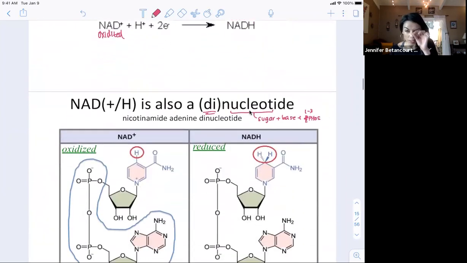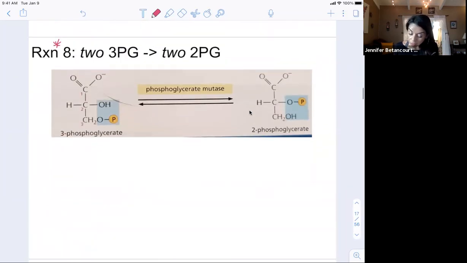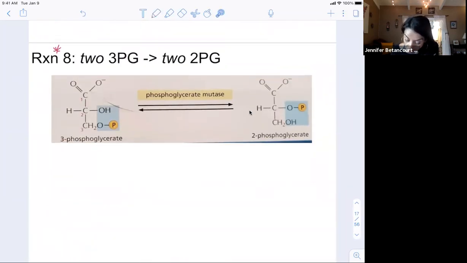And then reaction 8 uses a tiny bit of energy. So what happens in reaction 8? So let's look at this here. This is a dog hair that was on my book and I took a picture of it.